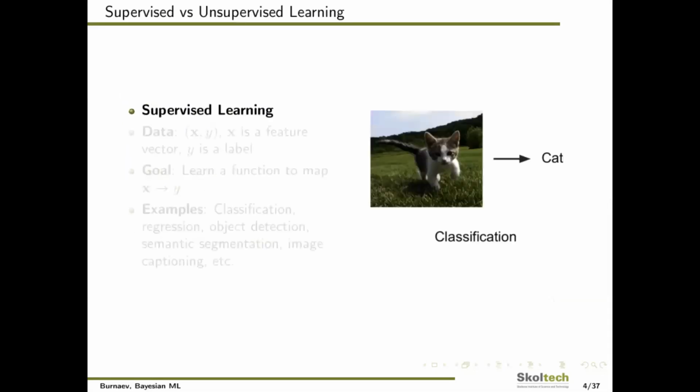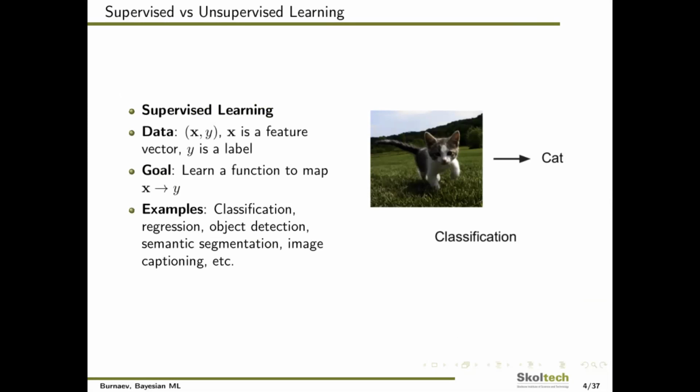As I hope all of you know, in supervised learning our data consists of pairs of x and y, where x is some feature vector and y is some label. And so our goal is quite explicit. We want to learn the mapping from x to y.